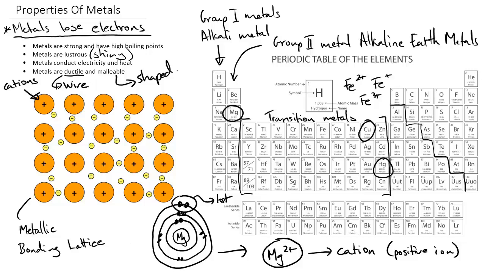And here, these electrons are actually delocalized electrons. Now what I mean by delocalized electrons: delocalized electrons are electrons that are no longer part of the original element. They're free to move in between the cations. So these electrons are not bound anymore to the original atom.